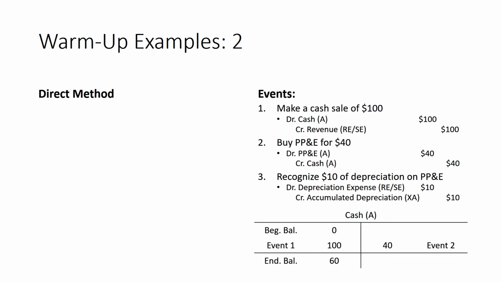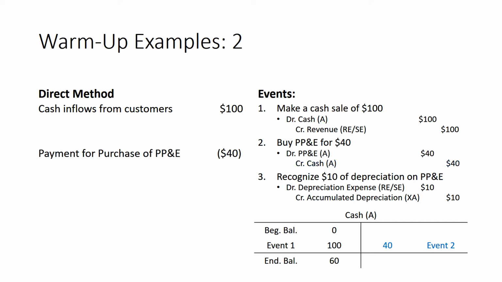Now we can prepare the statement of cash flows. Let's work on the direct method first. When the firm made the cash sale, it received $100 in cash from its customers. We can record this cash inflow from customers onto our statement of cash flows. The company spent $40 buying property, plant, and equipment. We can record the payment for the purchase of PP&E on our statement of cash flows.